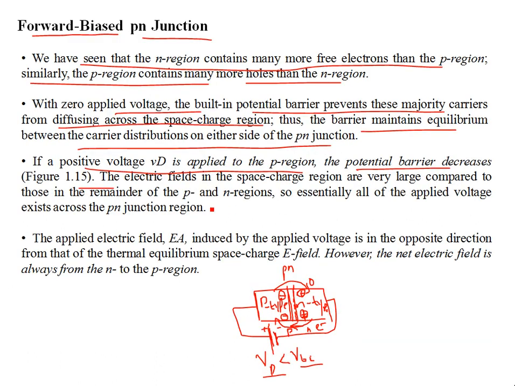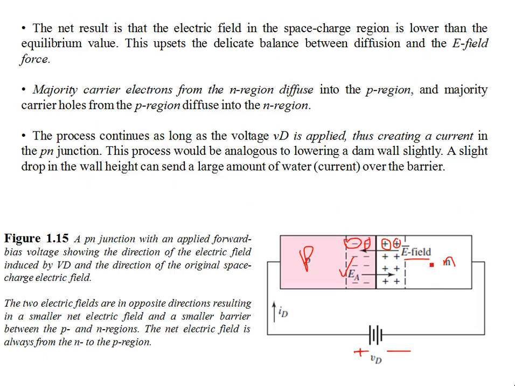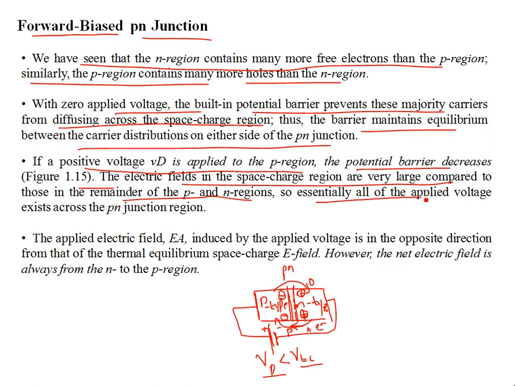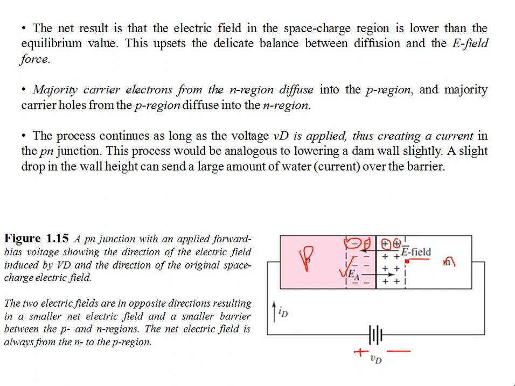Okay, so the electric field in the space charge region is very large compared to the remainder of the P and N regions because of the uncovering of ions primarily. In the remainder of the N and P regions, there is not much field. So essentially, all of the applied voltage exists across the PN junction. The applied electric field, EA, induced by the applied voltage is in the opposite direction of the thermal equilibrium space charge E field. However, the net electric field is always from N to P region, as can be noticed over here, right? So the direction of the net E field is always from N to P, and that is due to the uncovering of ions, okay?